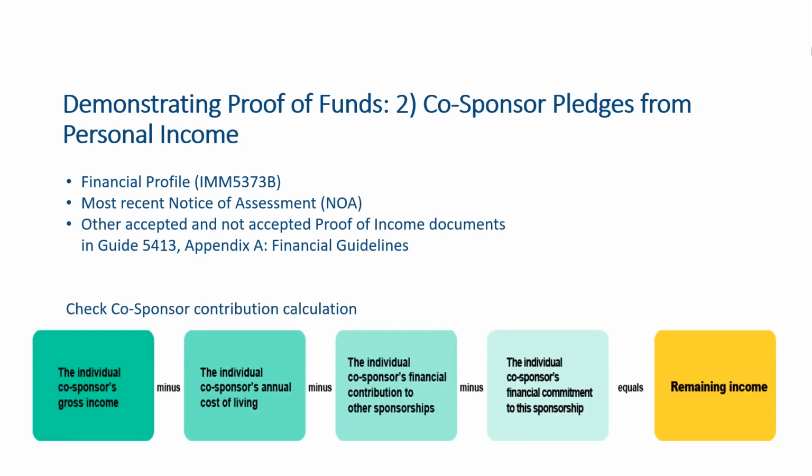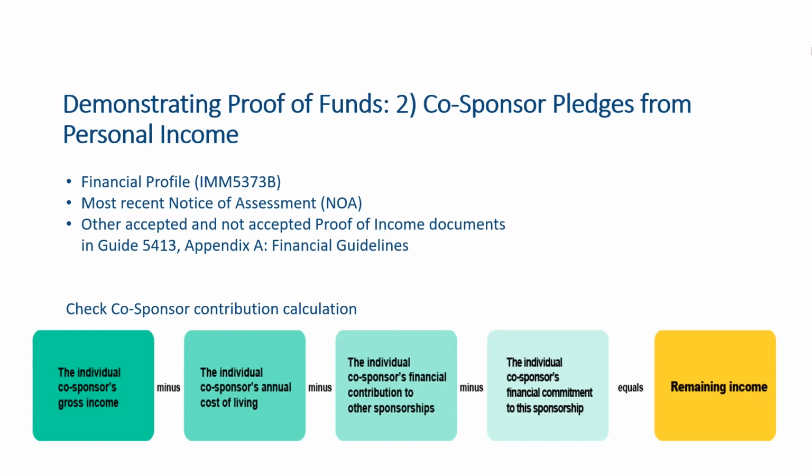And then what ISCC will do, and what you as SAHs may also want to do before you submit the application, just to make sure that that individual co-sponsor has sufficient funds, is to do this calculation that you see at the bottom of your screen. So basically, you would take the co-sponsor's gross income, and then you would subtract the co-sponsor's annual cost of living. Now, the figure that you would use for the annual cost of living will be based on the figures in the sponsorship cost table that we looked at earlier.